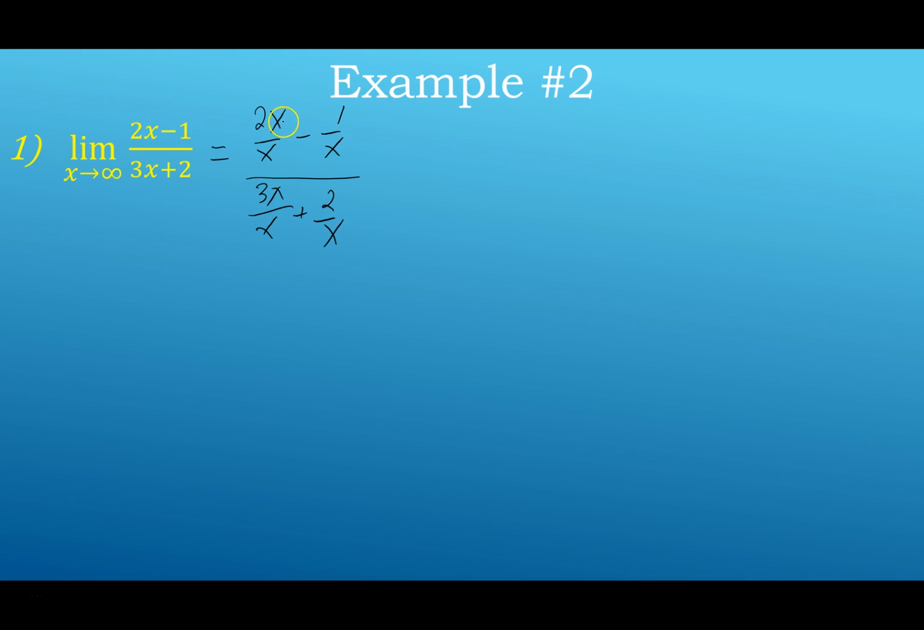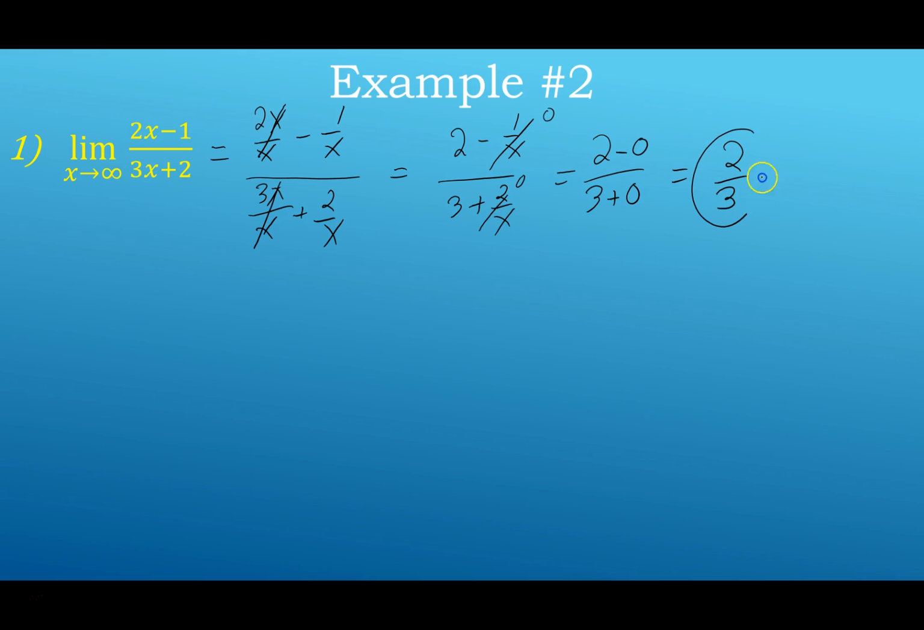This is nice because the x's will cancel for the 2 and the 3, but nothing will happen for the negative 1 and the positive 2. So I'll have 2 minus 1 over x, over 3 plus 2 over x. And again, since x is approaching infinity, anywhere we have x in the denominator, those go to 0. Leaving us just 2 minus 0 over 3 plus 0, which is simply 2/3.